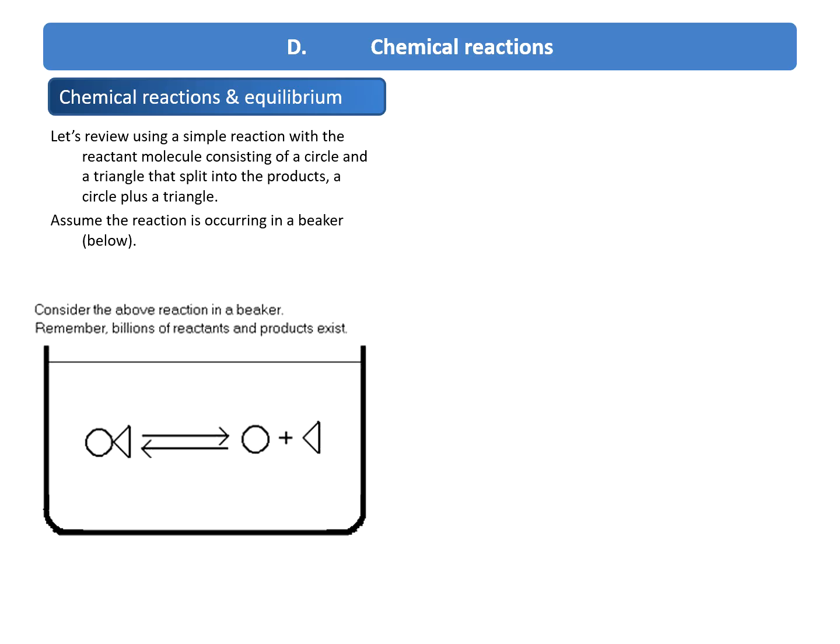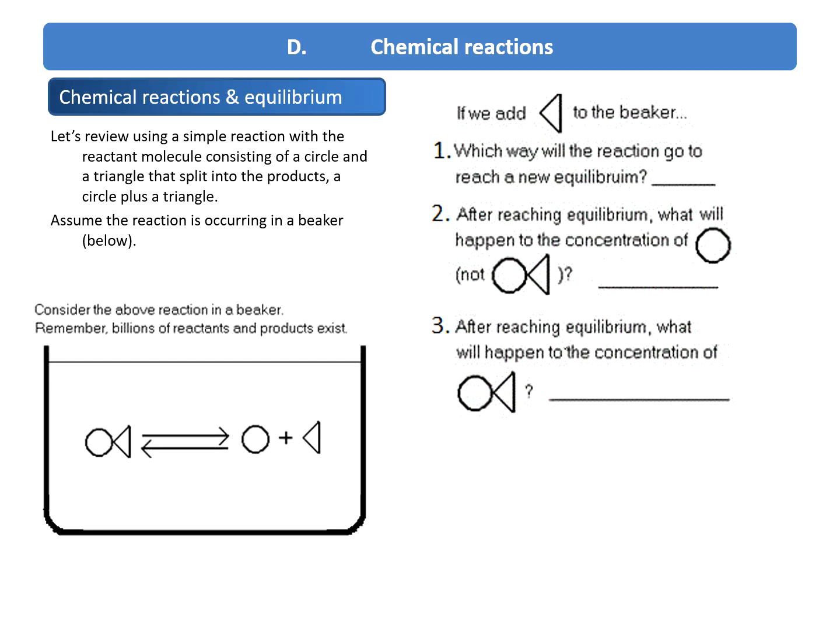Let's review using a simple reaction with the reactant molecule consisting of a circle and a triangle that's split into the products, a circle plus a triangle. Assume the reaction is occurring in a beaker. Now, remember, there are billions and billions of these reactions taking place.